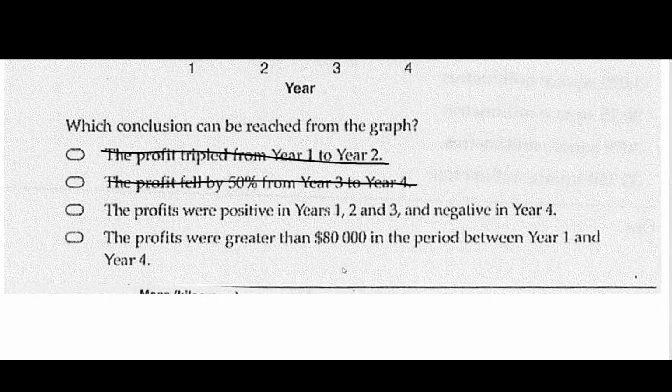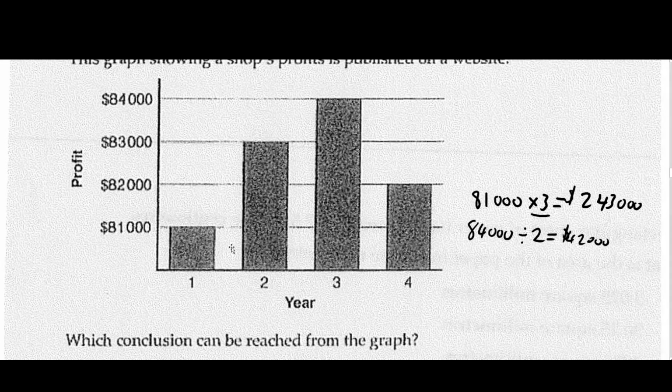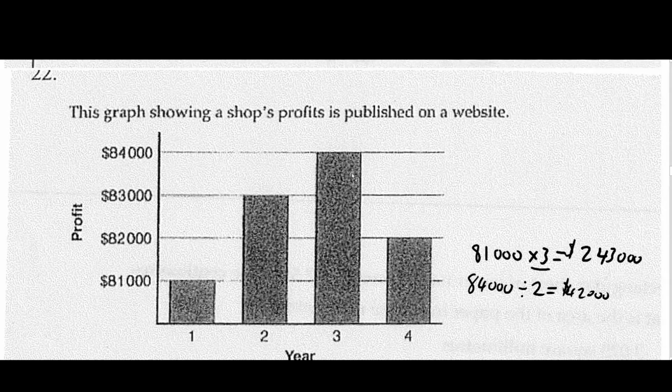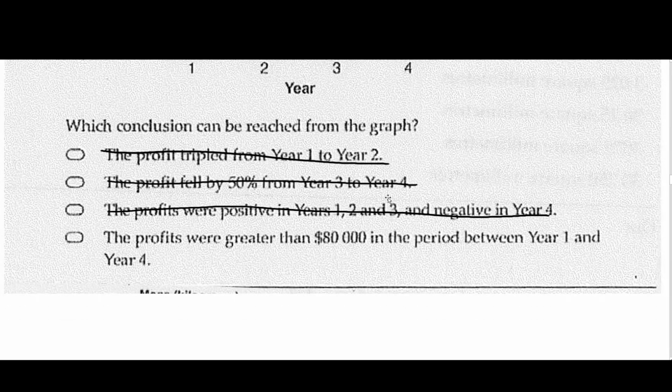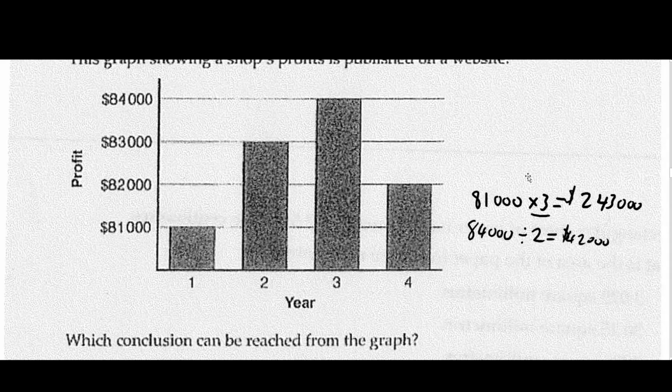Okay. The profits were greater than 80,000 in the period between year 1 and year 4. Yes, that's true. They were 83,000 in year 2 and 84,000 in year 3. Yep, so that's correct. So it's the last one there.